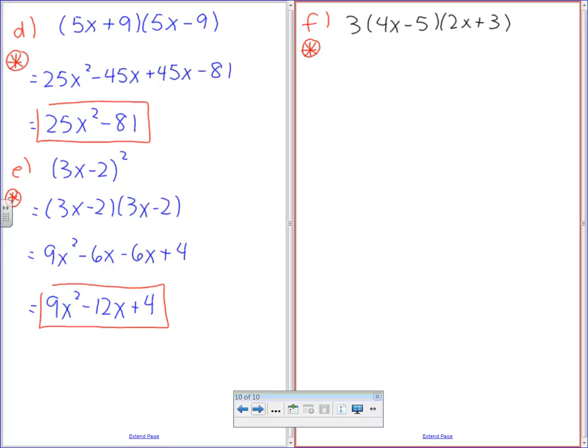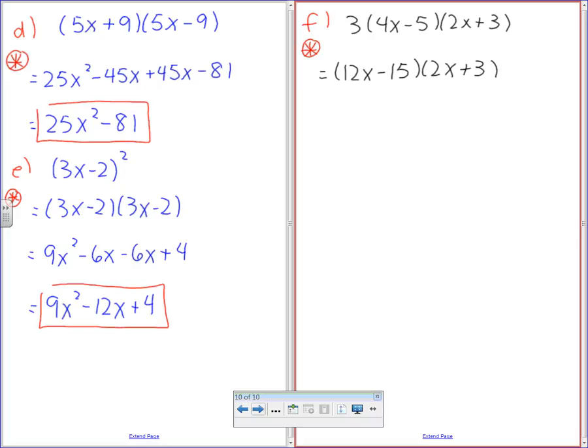Let's say it was 3 times 4 times 5. How would you do that? 3 times 4 and then times 5. Good. So we're going to do the same thing here. So you're not going to multiply the 3 in twice. All you're going to do is the 3 is going to just hit the first one. You're going to call that 12x minus 15.